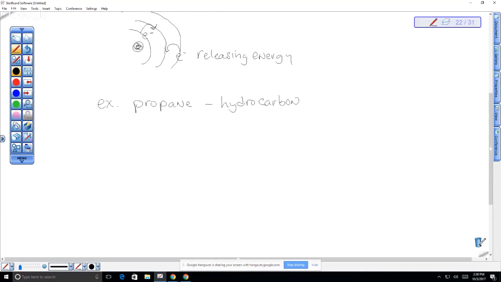Okay, so propane is C3H8. So what that means is that there's 3 carbon atoms, and they are covalently bonded to hydrogen. So that's why it's called a hydrocarbon, is that there's nothing but hydrogen atoms and carbon atoms.